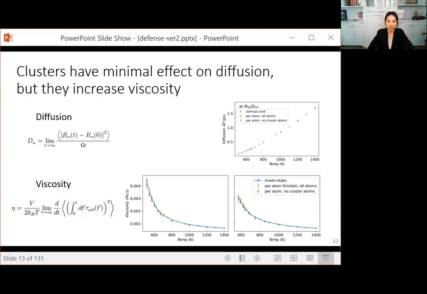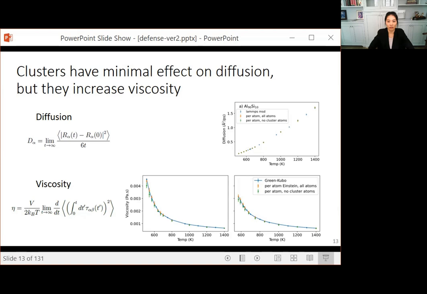For per atom viscosity, this is an approximate method, and we use the Einstein method for calculating viscosity, with a per atom stress command in LAMMPS. When we do the per atom viscosity with all of the atoms, we get approximately the same viscosity as the Green-Kubo method. So we think that this calculation is a good approximation. Then when we remove the cluster atoms, we see that the viscosity is lower. Another way to think of it is that the clusters tend to increase the viscosity.